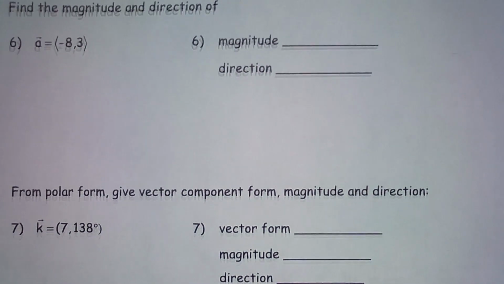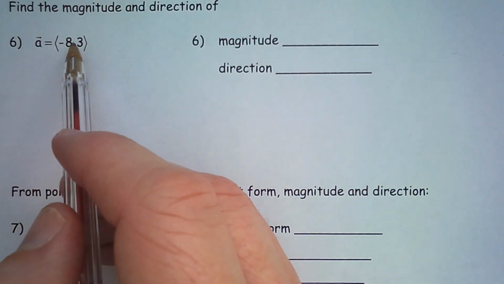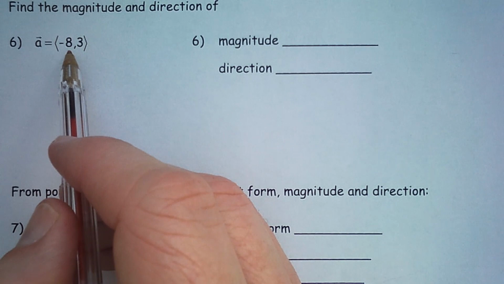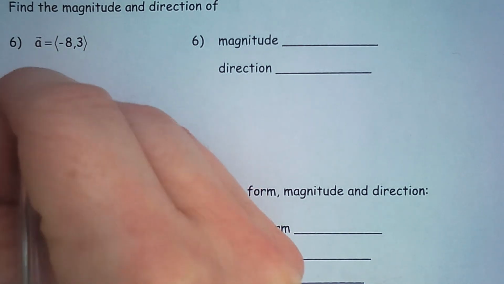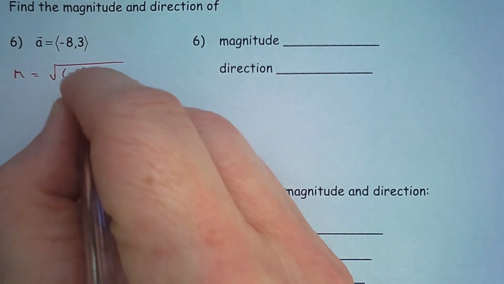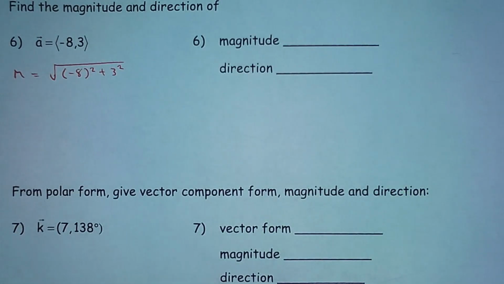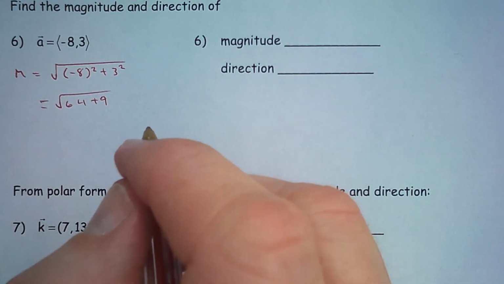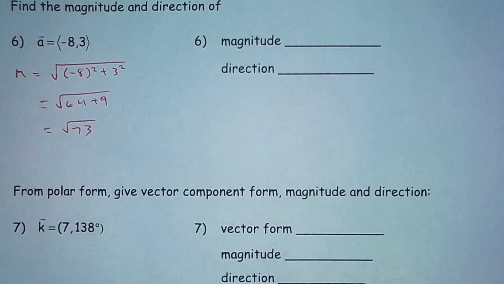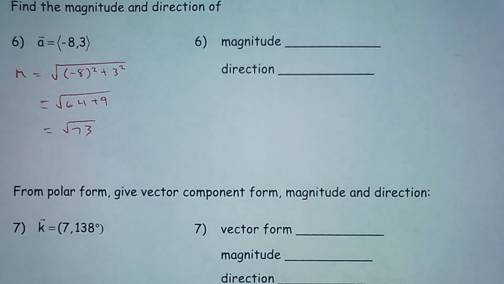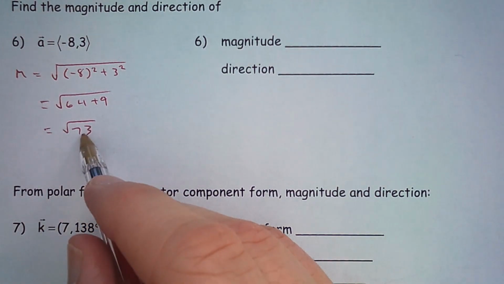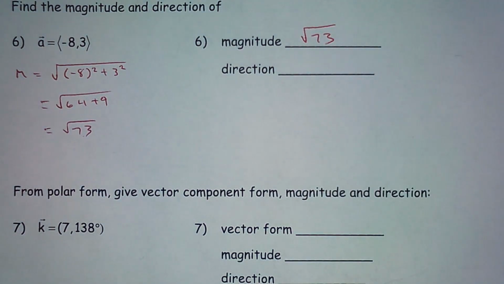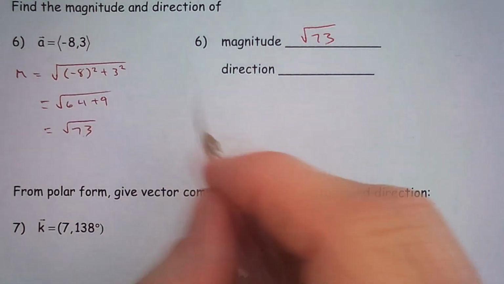Okay, next, find the magnitude and direction. So we have component form already, and we want to find from that the magnitude and the direction. So for the magnitude, we do the square root of the x component squared plus the y component squared. So that is 64 plus 9. Okay, so that is the square root of 73, and once again we have a number that we're not going to be able to simplify. There are no square numbers that go into 73. Remember though, if you can simplify it, you should. So there's our magnitude.